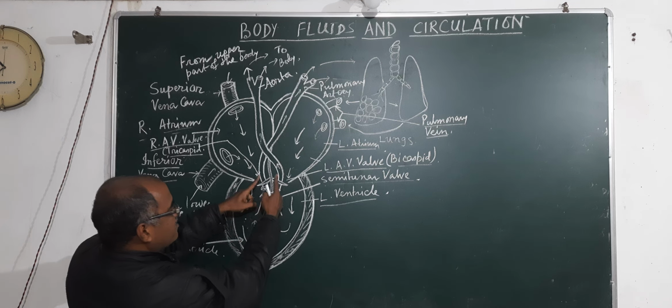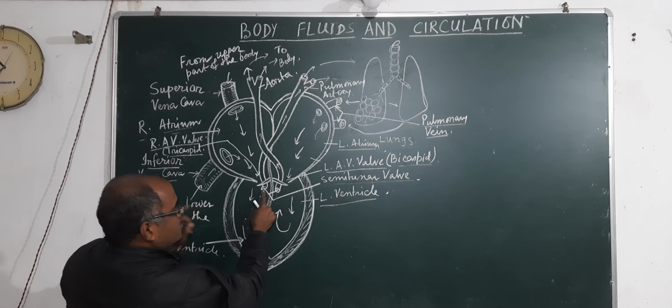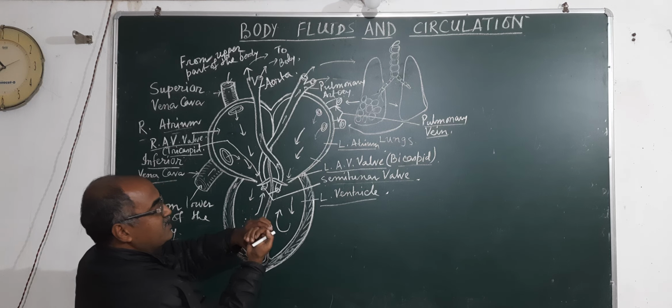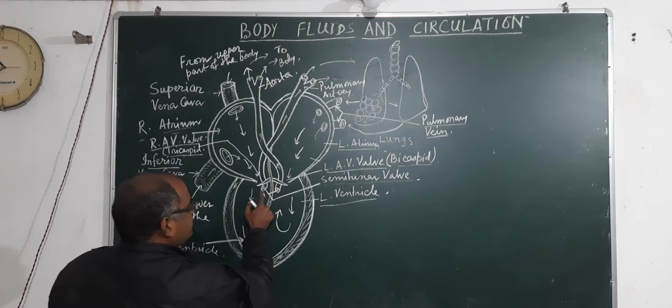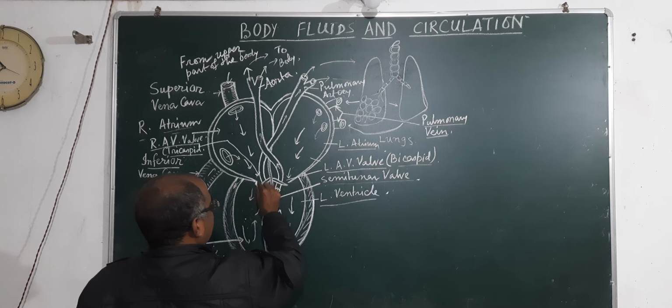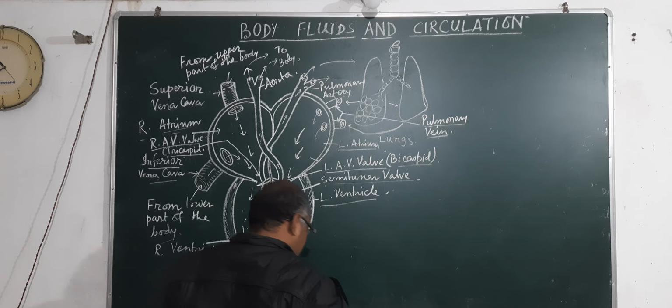Whenever these two will open, then these two will close. Whenever these two are open, these two are closed. These two also have a valve. This is called the semilunar valve. If it is a pipe, then like this, a semilunar valve is there. So this blood will come and ultimately this impure blood will go to the lungs by the pulmonary artery.